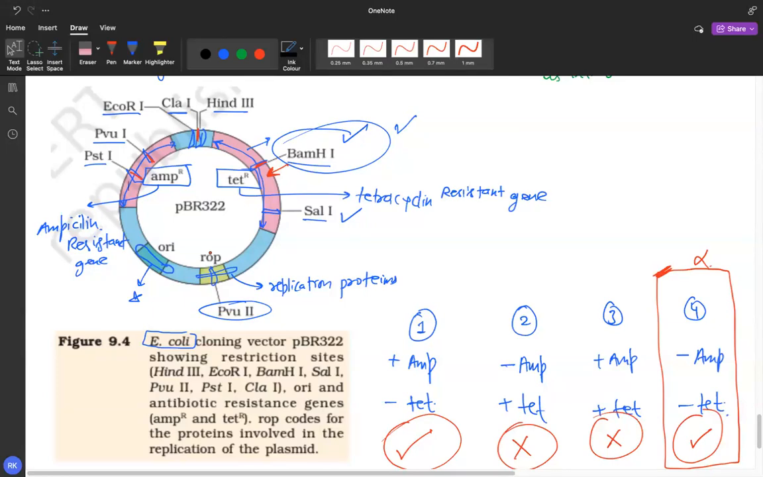Yes, sir. And also you can write another question, which is asked in board multiple times. What happens if there are multiple recognition sites in a vector for the same restriction endonuclease?